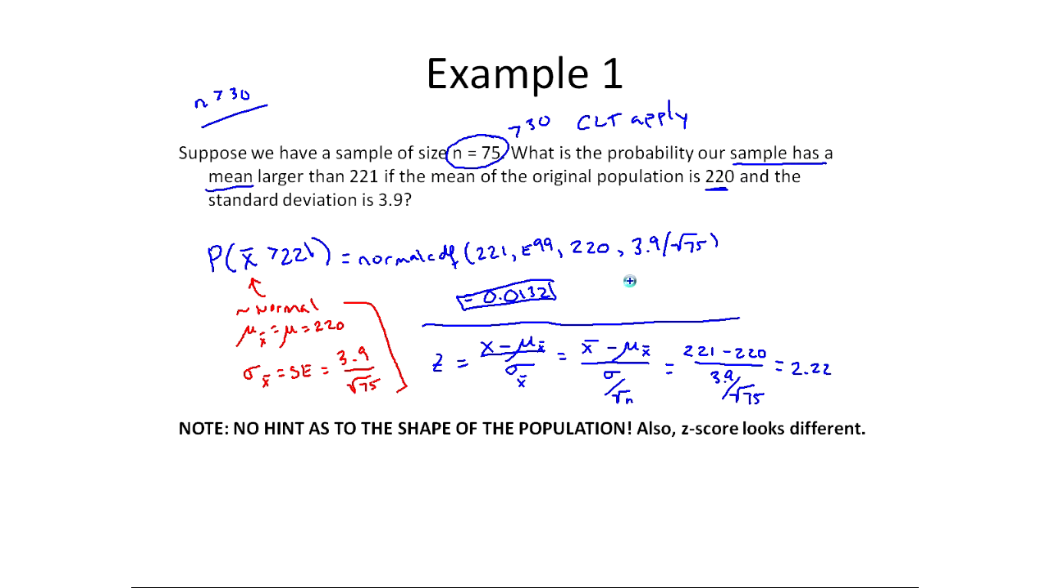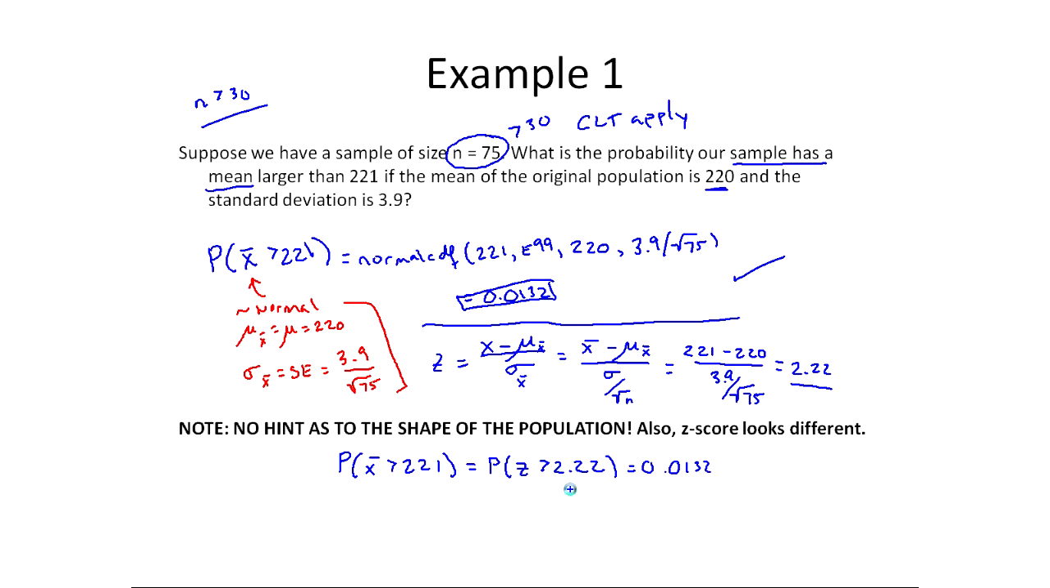Okay, so we already found our answer this way, but if we wanted to use the table, what we would do is look up the area to the right, since we're greater than 2.22. And so what we're actually finding is that this is equal to this probability. And if you look this up on a table, once again, you should get approximately 0.0132.